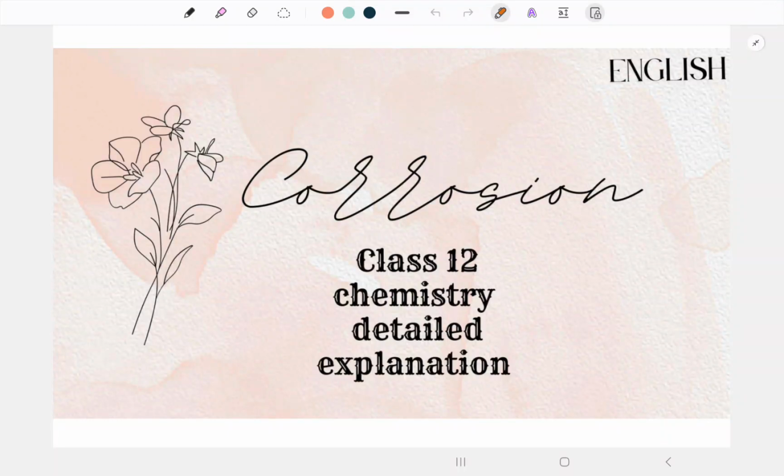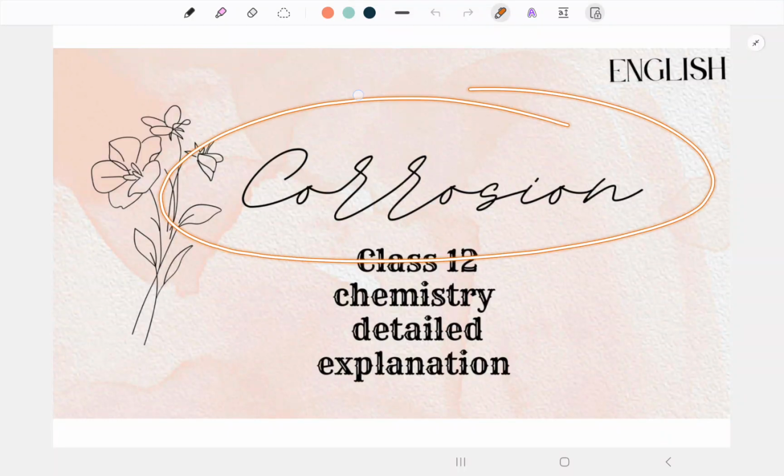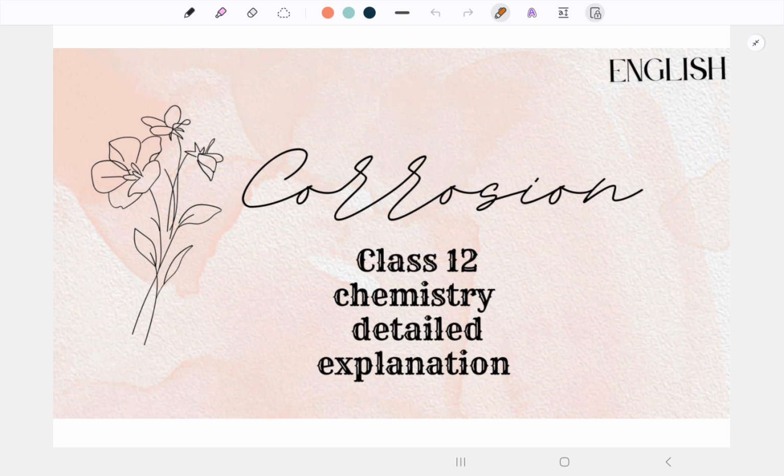Good day everyone. Today we are going to study about corrosion, which is a very important part in class 12 chemistry, electrochemistry, which is chapter 2. Let us start with the definition.